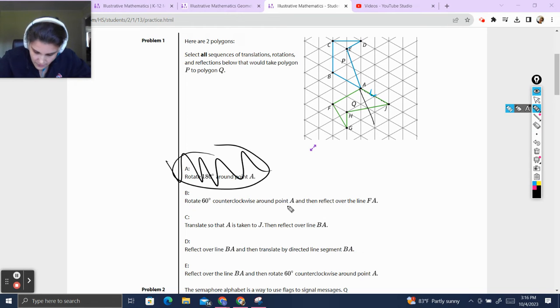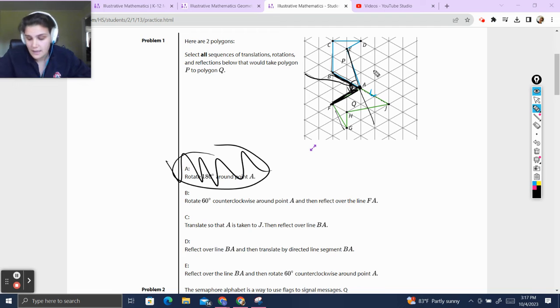Rotate 60 degrees counterclockwise around point A and then reflect over the line FA. So I'm going to be rotating 60 degrees, which lines it up over there. It's going to drop somewhere over there because it's 60 degrees over. And then we are going to flip over. Well, if BA lines up over here and we're flipping, this is going to come over here somewhere. And we don't want that. We actually want it to be lined up right there. So this side lines up with that side when we do that rotation, and it does not work.